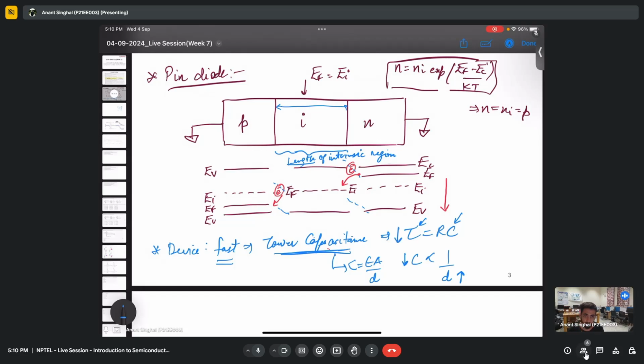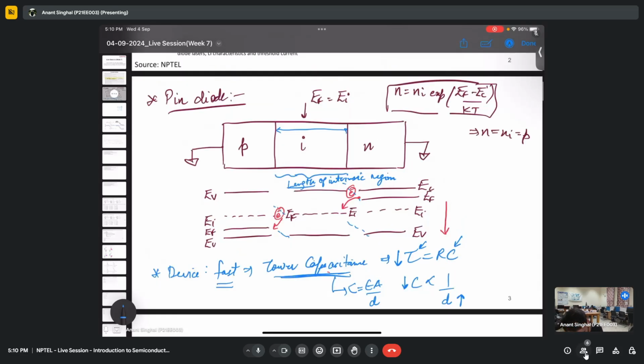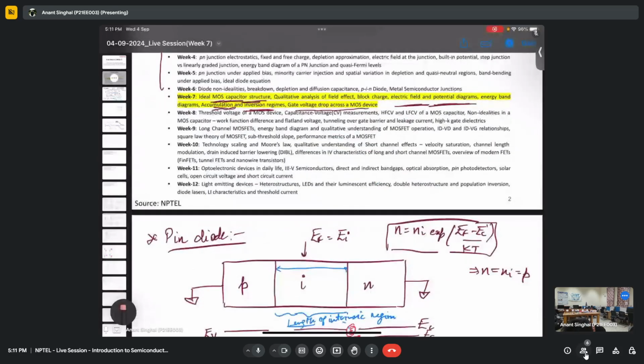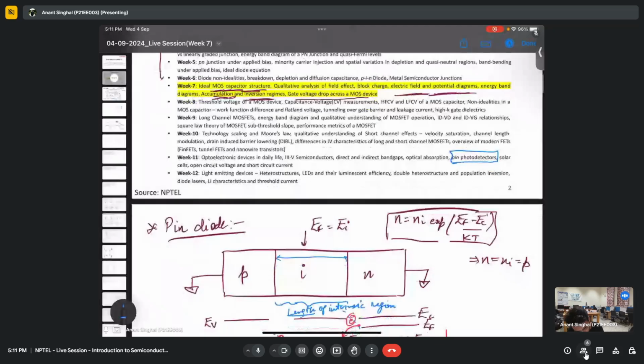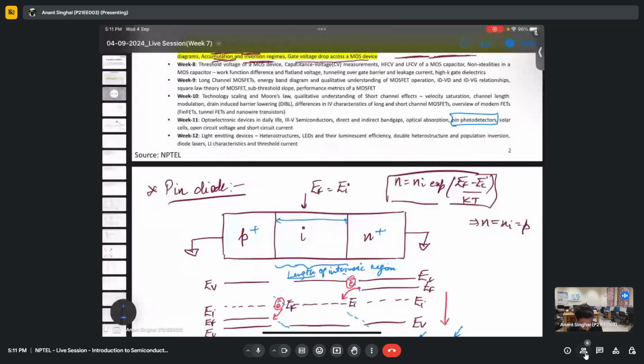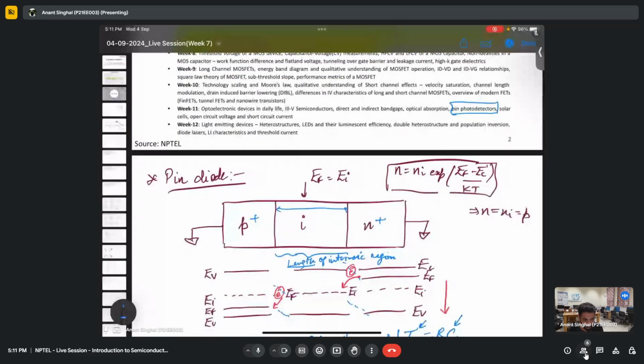So this is the main application of the PIN diode, which will be taught in a further lecture. I guess optoelectronics will cover this PIN photodetector. You can see there is a topic in the further classes. That will be nothing but the P plus I N plus PIN photodetector, and I'll let you know how it is working. The working will be the same as what I am explaining now.